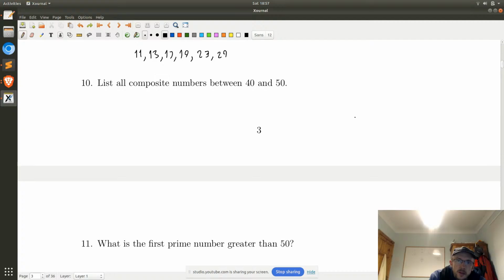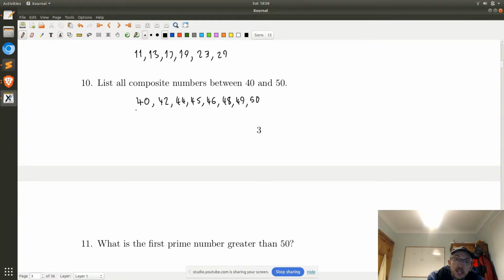And now to list all the composite numbers between 40 and 50. Now there is ambiguity. I will default to an inclusive between. So I shall say 40, 42, 44, 45, 46, 48, 49, and 50, as the only primes between these bounds are 41, 43, and 47.